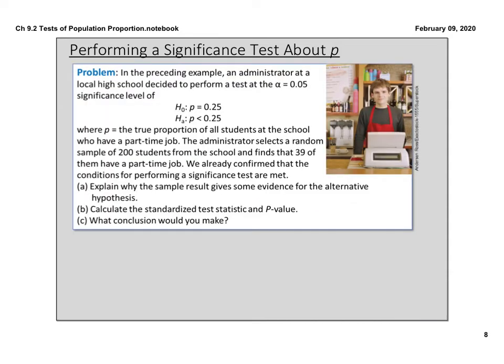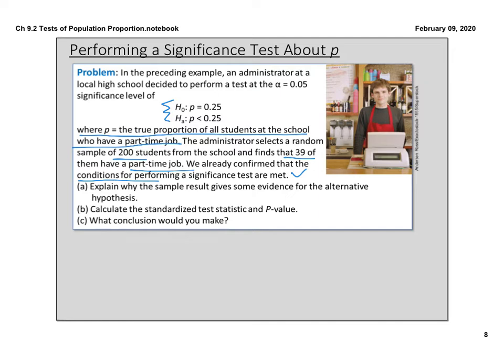Okay, so let's talk about another example. In the preceding example, the administrator at the large high school decided to perform a test at the alpha value of 0.05. Here were the hypotheses. Your null was the proportion equals 0.25, and the alternative was the proportion is less than 0.25, where p is the true proportion of all students at the high school who have a part-time job. So that's your definition of the parameter. The administrator selects a random sample of 200 students, and 39 of them have a part-time job. We've already confirmed that conditions are met, so those are good, check.